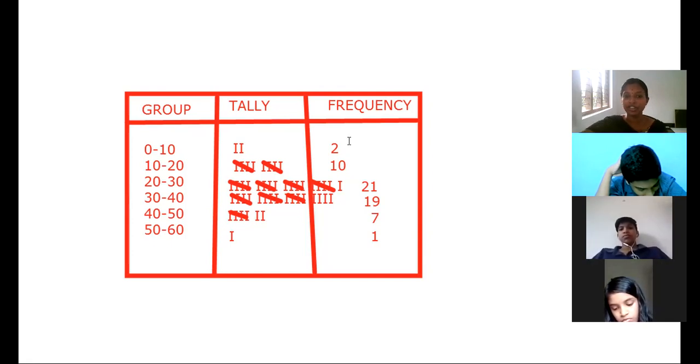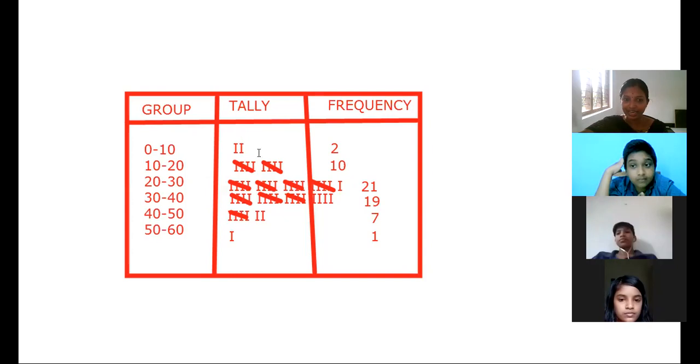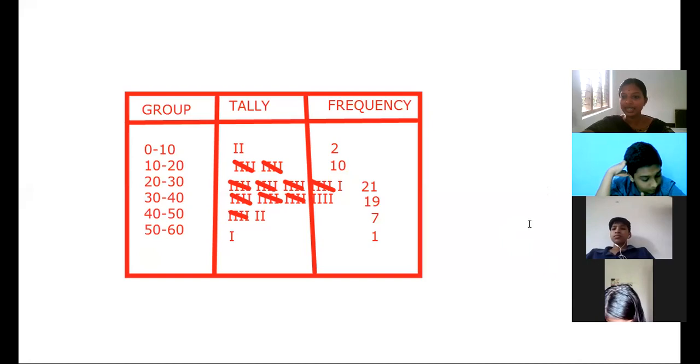So how many observations are there? 10 observations. So we can mark 10 tally marks there. So the corresponding frequency is 10. Okay, is it clear?